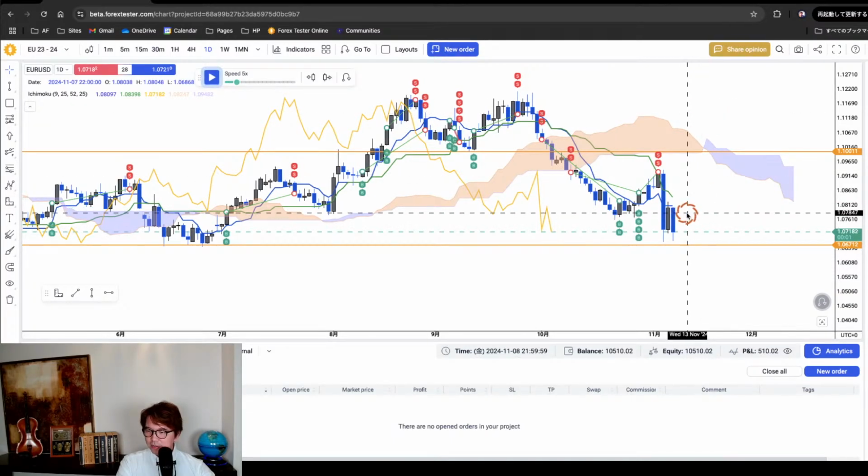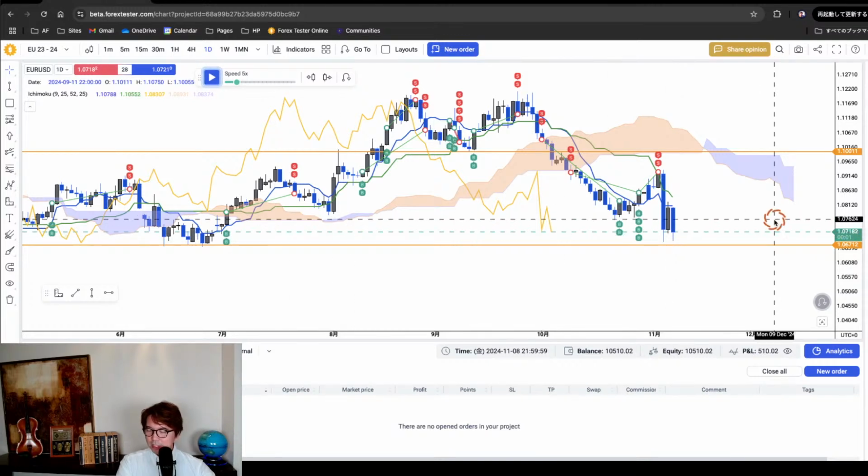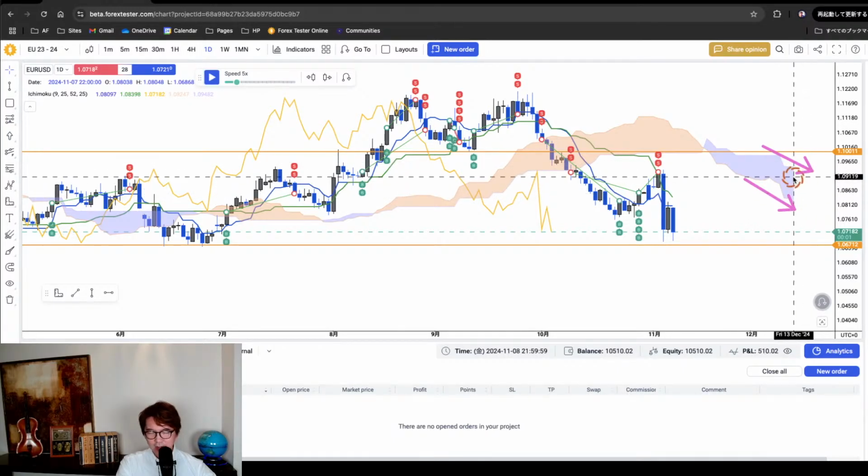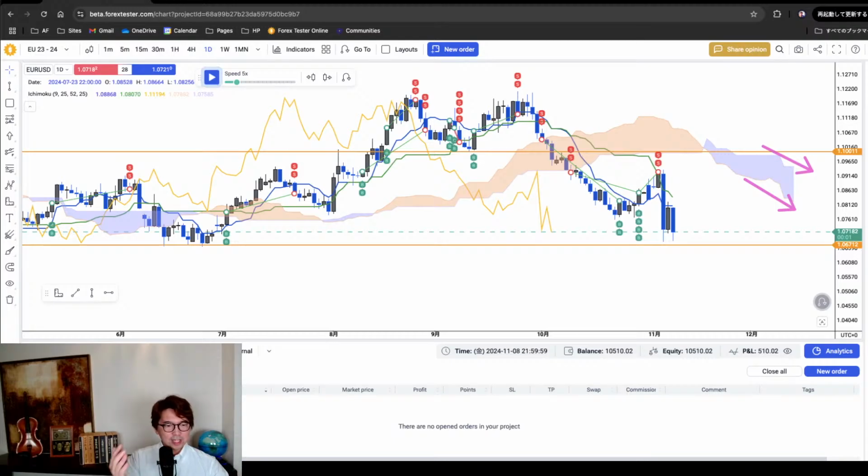Okay, this is good because I can sell here now even before the break of the support because I see the Kumo is now becoming bigger. The area between Senko span A and B is now becoming bigger and wider, right? And this is where I usually say that the momentum is down. More sellers are here than buyers.